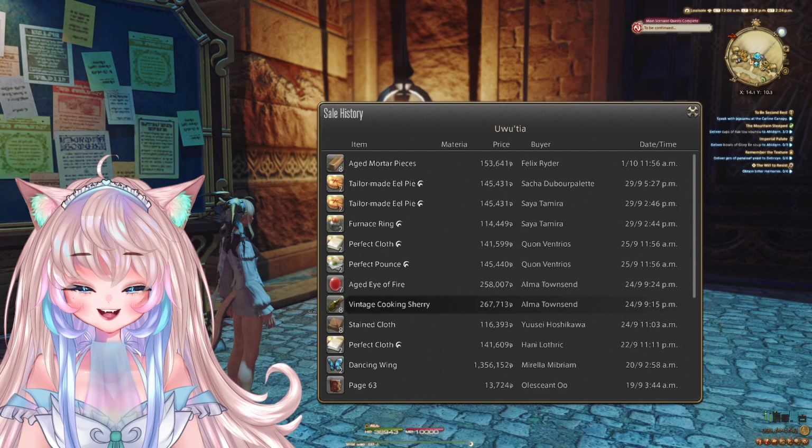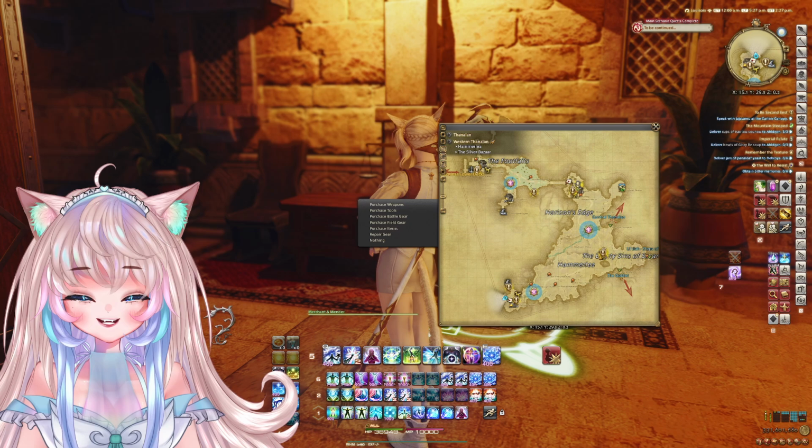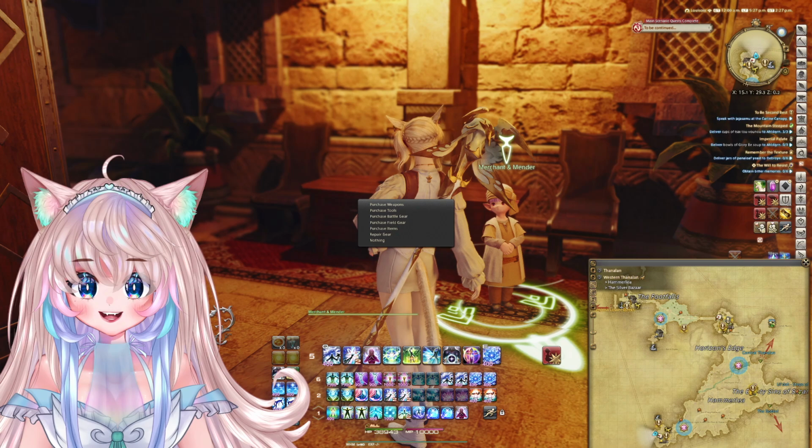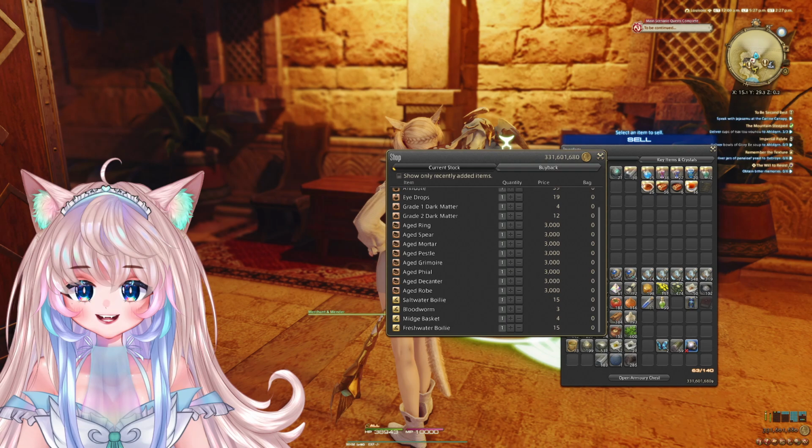Now, where exactly do you get these intermediates? So you are gonna come over here to the Western Mainland, to the location X15 Y29, and you're gonna see this little Lalafell merchant and vendor. Now, you kinda see this NPC and you're probably thinking, he doesn't really have anything, does he? Well, he does. Go to the Purchase Items tab, and you're gonna see these items, Aged Ring, Aged Spear, Aged Mortar, etc. for 3k each.